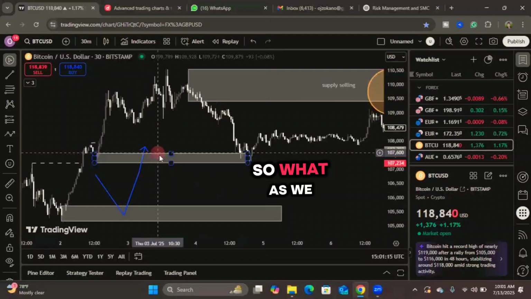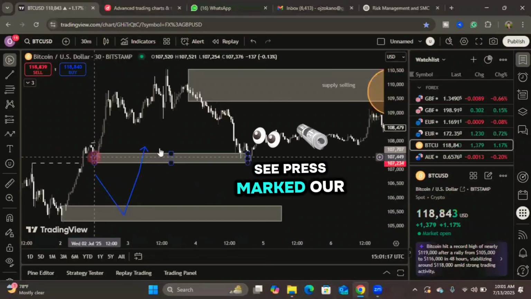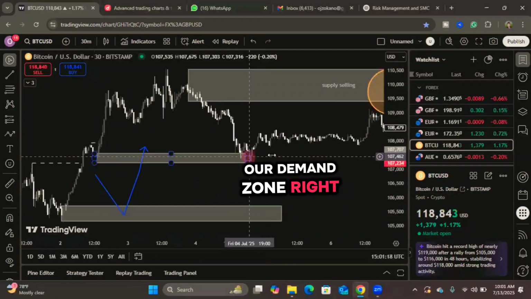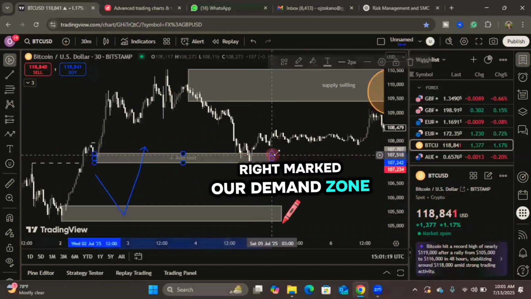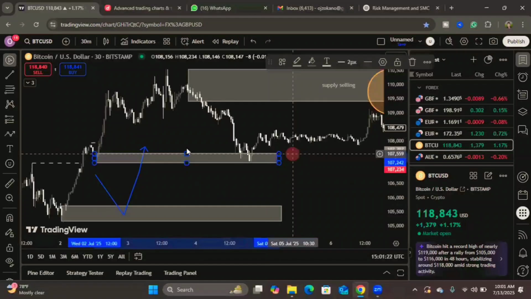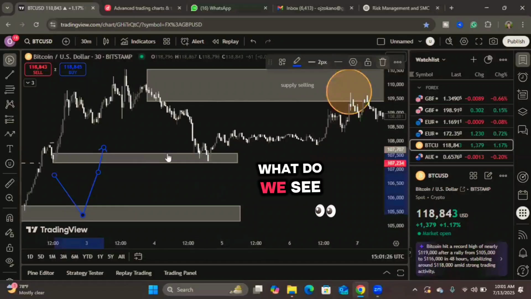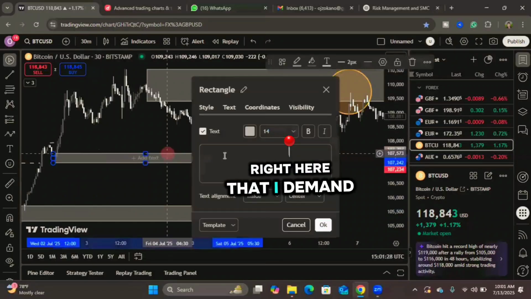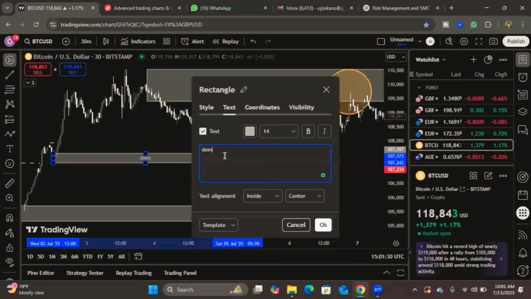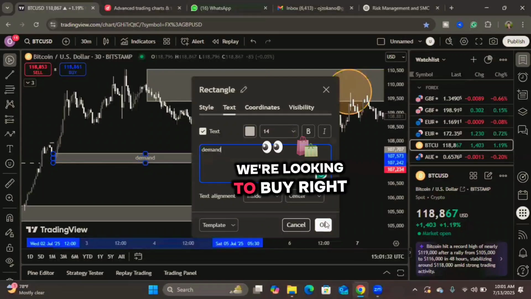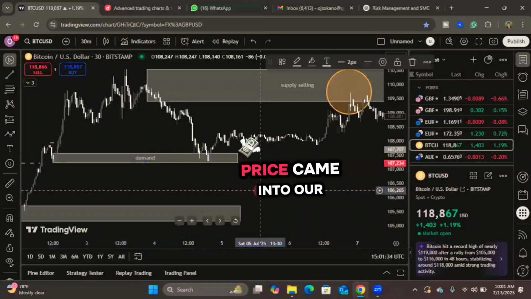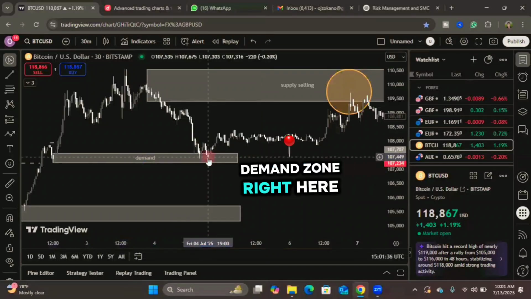But as we see, price marked out our demand zone. What do we see right here in our demand? We're looking to buy. Price came into our demand zone right here.